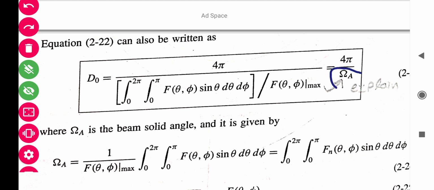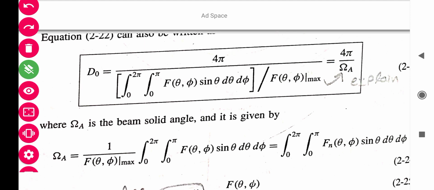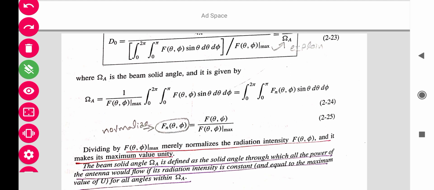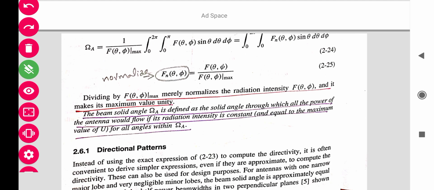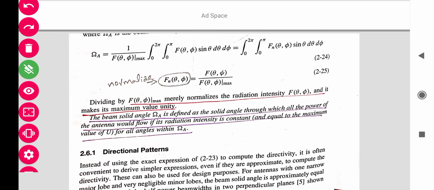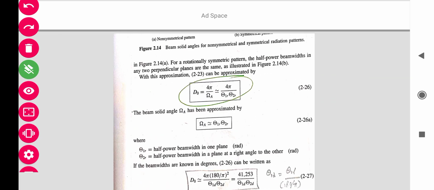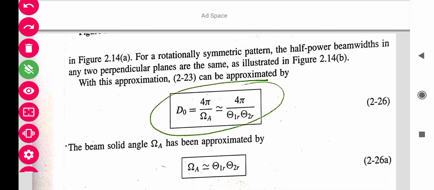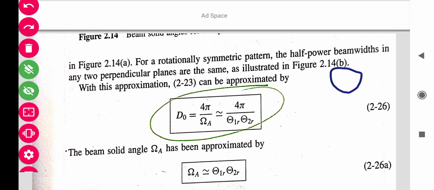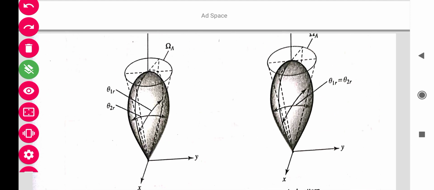Beam solid angle, also we can call it as a beam width. So f of theta comma phi, I am just doing a normalization, nothing else. Okay, simply I represented it with a beam solid angle. So the same beam solid angle will be represented in terms of theta 1r and theta 2r. What are these theta 1r and theta 2r? There you can see that.